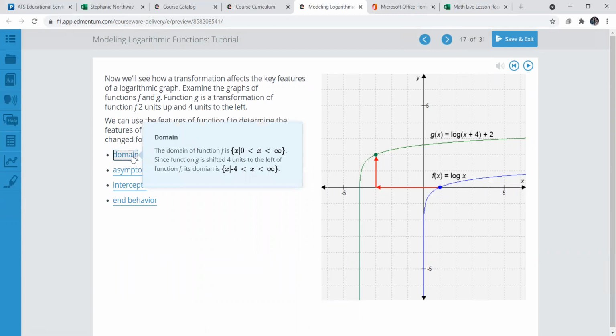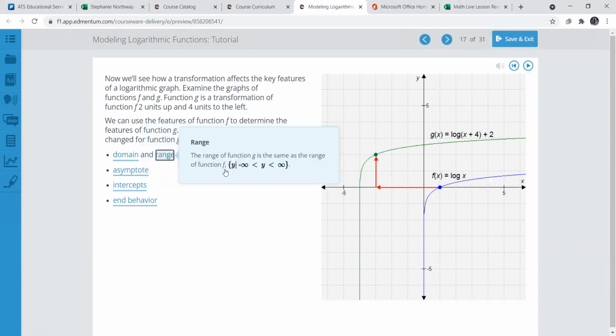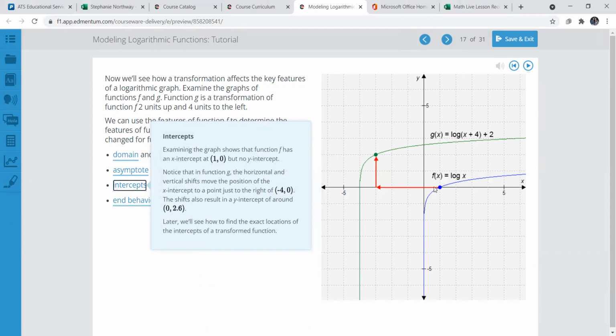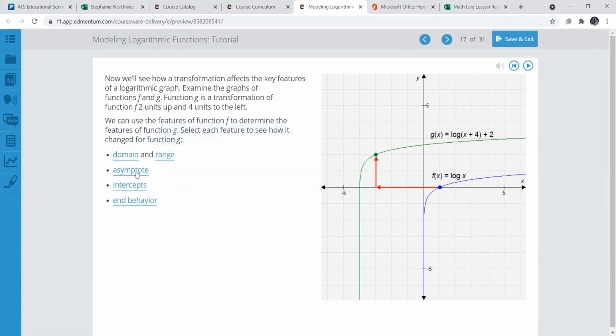Let's go over the definitions real quick. The domain of this function, we have this. It gives you the domain, what's going on with our function. The range for this function: range is usually negative infinity to positive infinity. That's very typical with the range. And end behavior is just showing what happens as it reaches both negative infinity and positive infinity. Intercepts would be where it's intersecting on the x-axis and the y-axis.